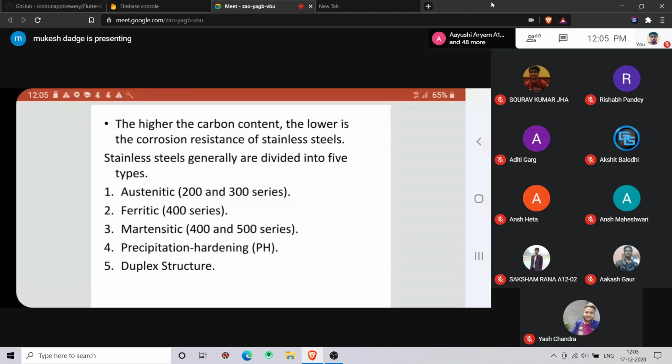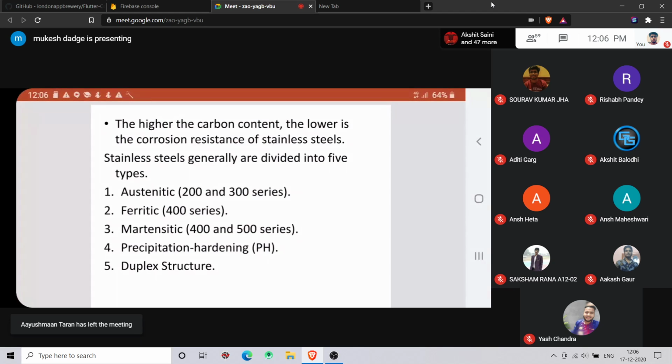So there are 5 types. If you see the first 3 names: austenitic, ferritic, and martensitic. These words you already know. Austenitic means if you see the iron carbon diagram, austenite phase is there. Ferritic, ferrite phase is there. Martensitic, martensite will form by rapid cooling.